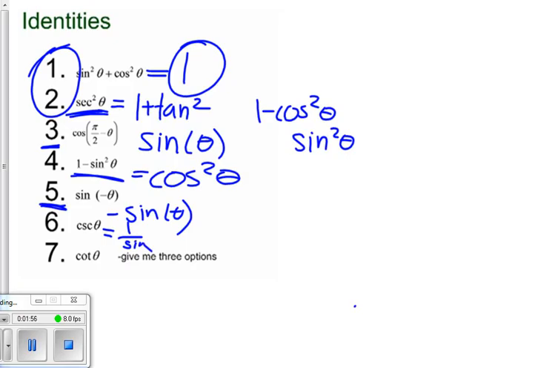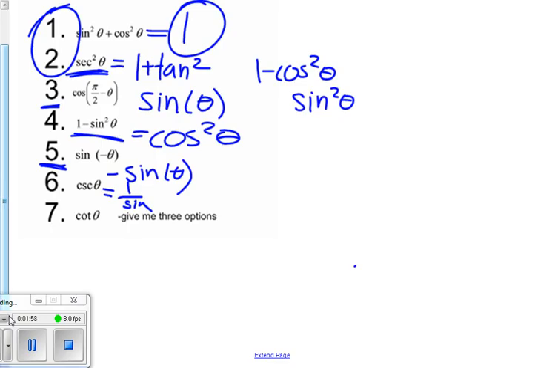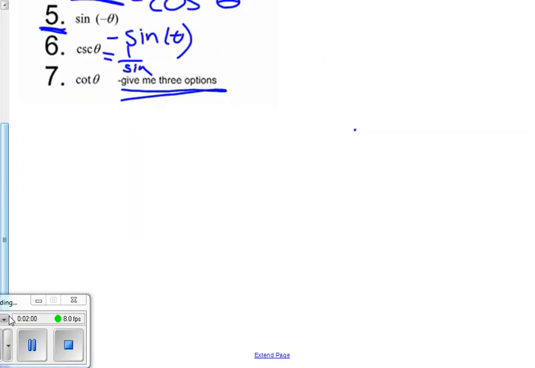And then 7. I want you to really look at that one. That's cotangent. Could you give me 3 names for cotangent? I want you to think about it. I think all of you would be able to give me 2. But try to see if you could give me 3 names for cotangent. So 1 is 1 over tan. That's a big one, tan.